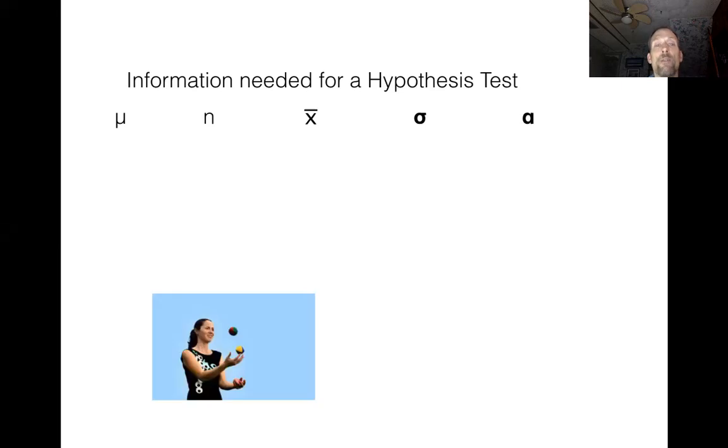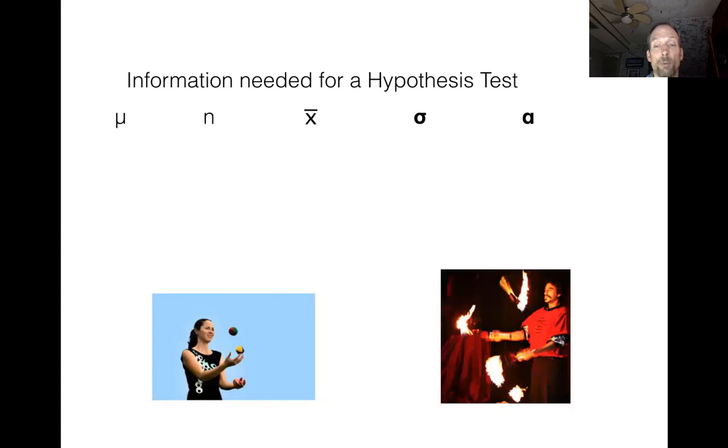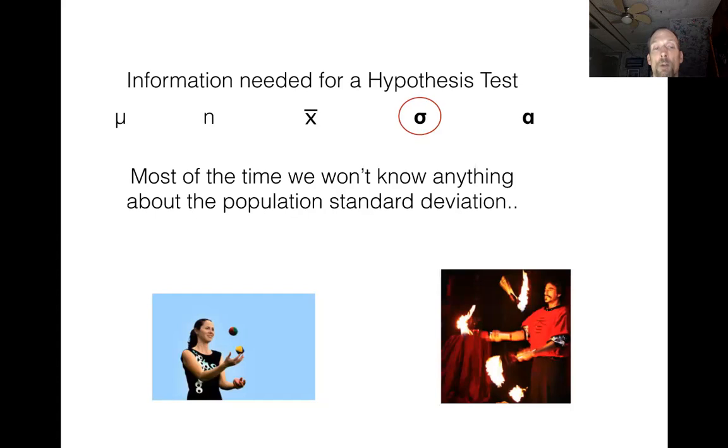So it's a lot of information to have to juggle around, and it might feel like you're juggling with fire too. But what's important is in the midst of all those different symbols, there's one of them that's going to turn out to be unrealistic to assume we're going to know it. So what do you think is the culprit? Which number do you think we're never going to have in real life? The answer is going to be the population standard deviation, because most of the time we won't know anything about the population. So why do we keep assuming we're going to have sigma to work with?